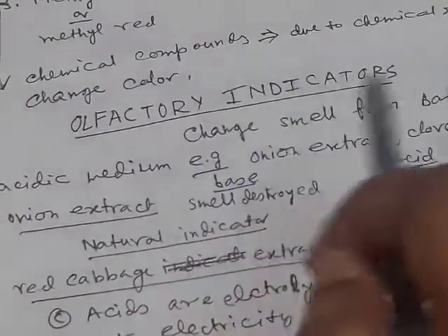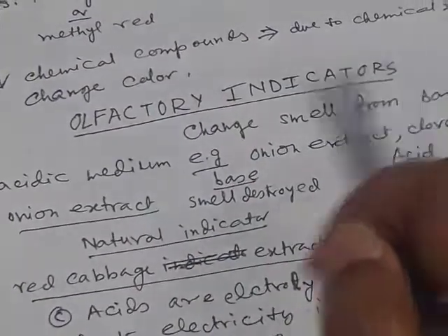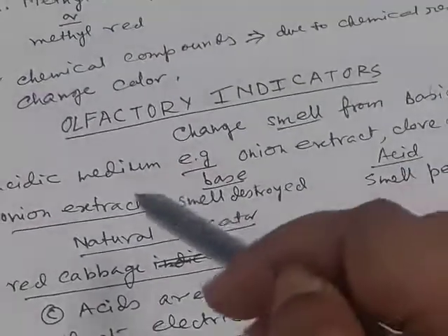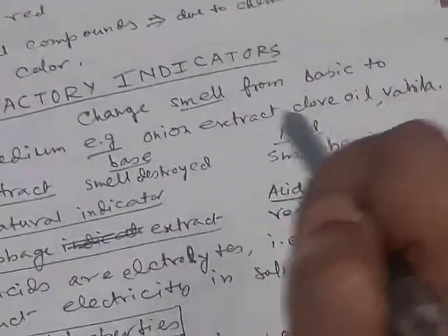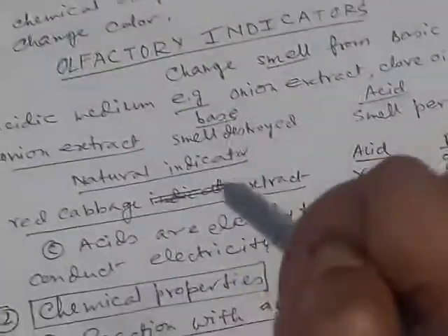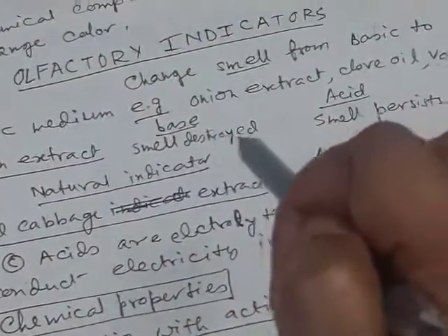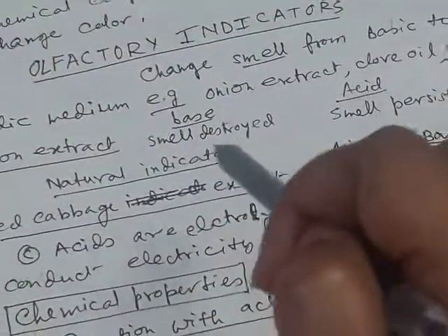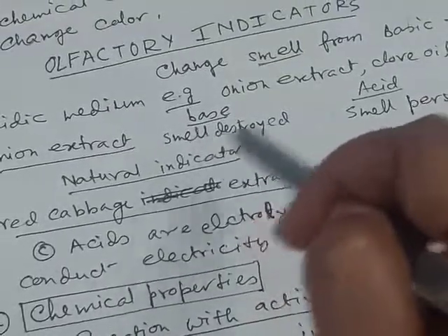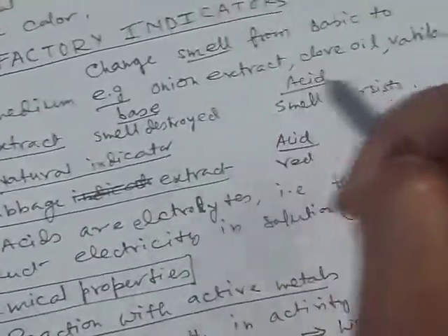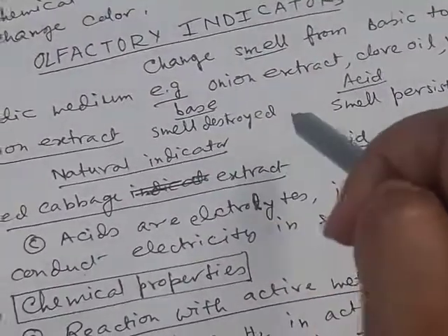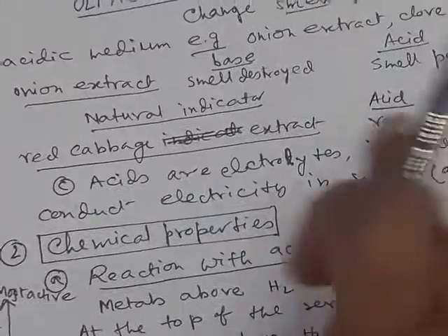Now olfactory indicators. Olfactory indicators are those which change their smell from basic to acidic medium. For example, onion extract, clove oil, vanilla, etc. When NaOH solution is added to onion extract, the smell is destroyed. That is, in basic medium there will be no smell of onion extract, but in acidic medium the smell persists. So from their smell we can identify acidic or basic medium.